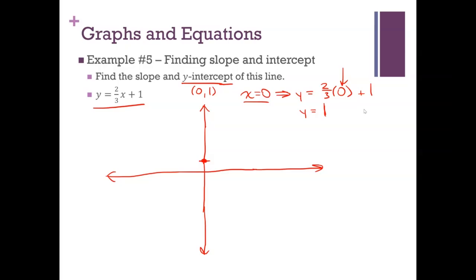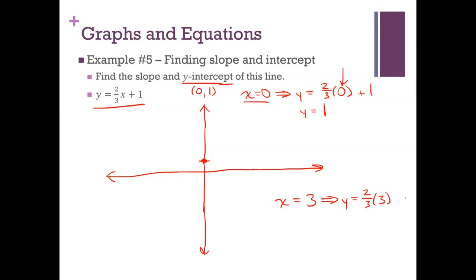So I need a second point. Let's just pick an x value and find the y value that goes along with it. You all pick. What's a good x value? Anything you want. 3 sounds great. I'm sorry, I heard 2 as well. 3 slightly ahead. So if x equals 3, then how do I find the y value that goes with it?